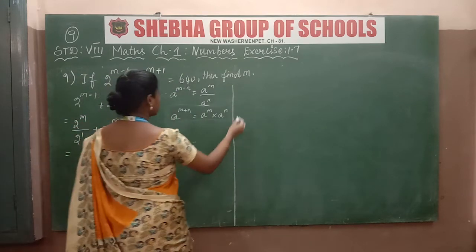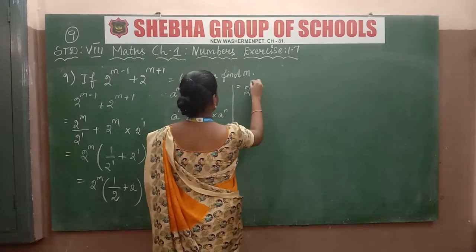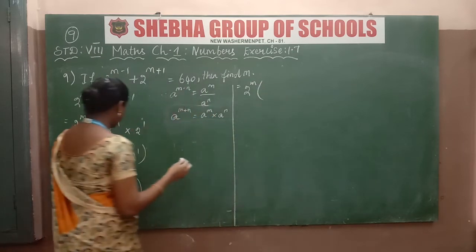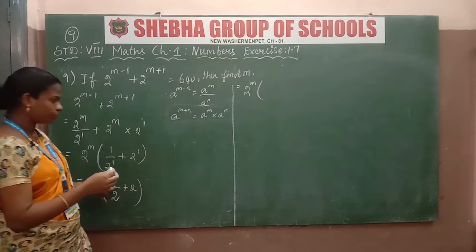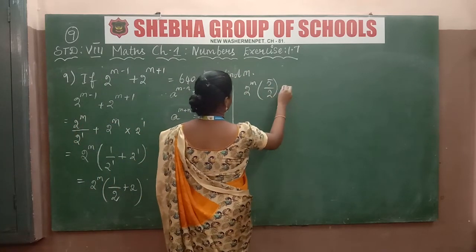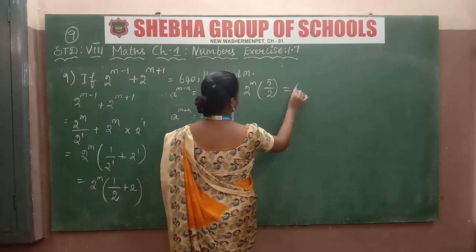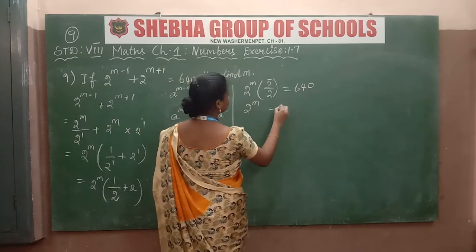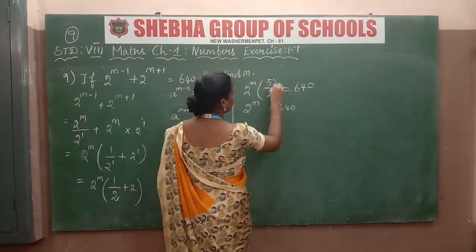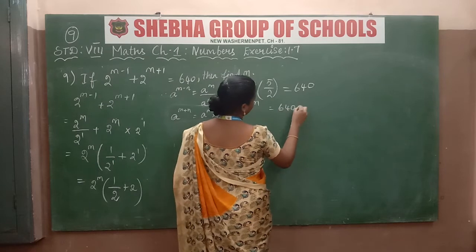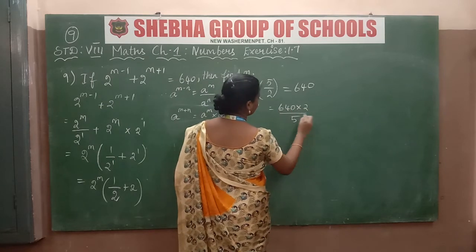Then we write 2 power m. 2 2s are 4. 4 plus 1 is 5. So 5 by 2 is equal to what's the value? 640. So 2 power m into 5 by 2 is equal to 640. So 5 by 2 வந்து equal தாண்டி போயிடுச்சுனா it becomes divided, reciprocal, it becomes into 2 by 5. We write 2 by 5.